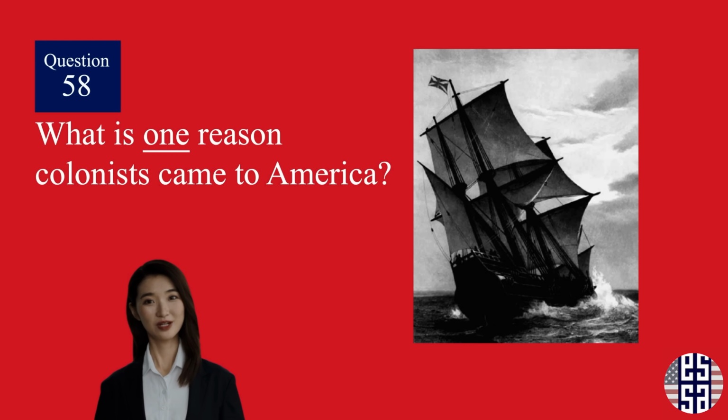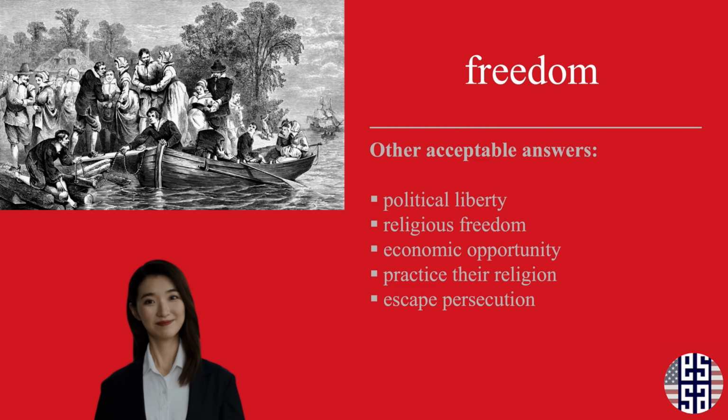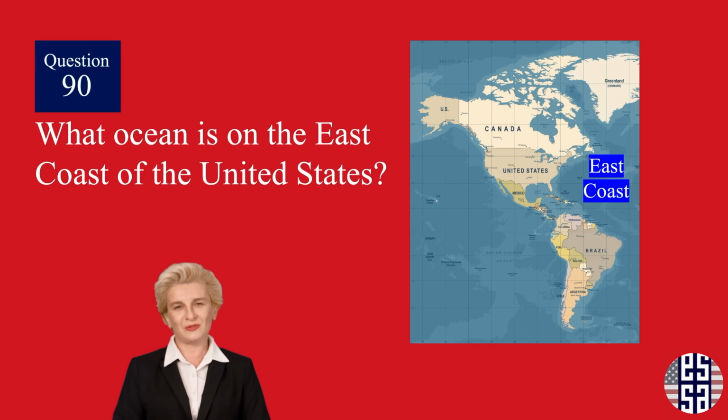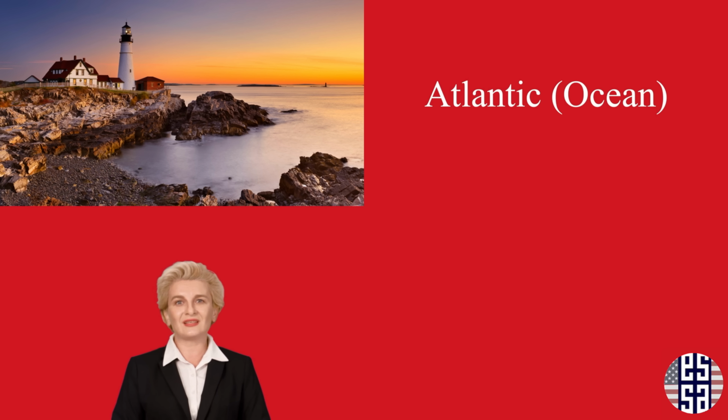What is one reason colonists came to America? Freedom. There are a number of other acceptable answers such as political liberty, religious freedom, economic opportunity, practice their religion, and escape persecution. But it is easiest just to say freedom. What ocean is on the east coast of the United States? The Atlantic. The Atlantic Ocean is on the east coast of the United States.